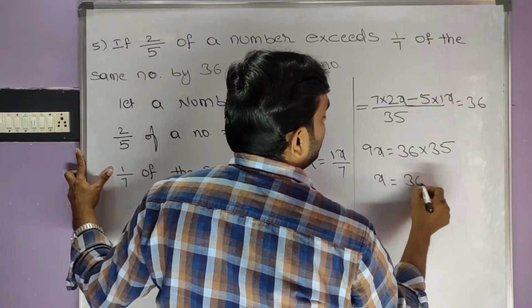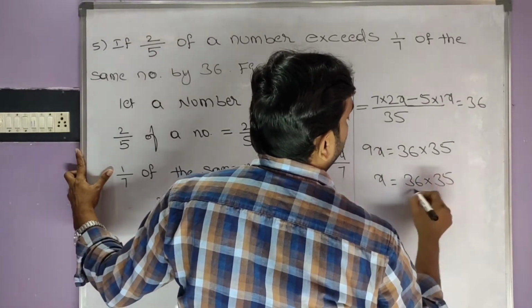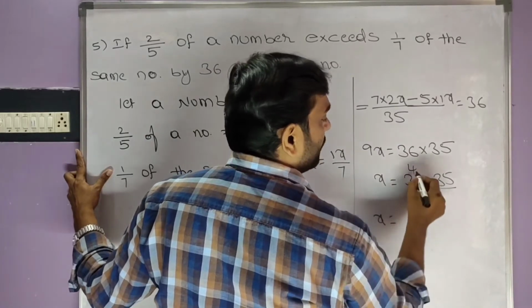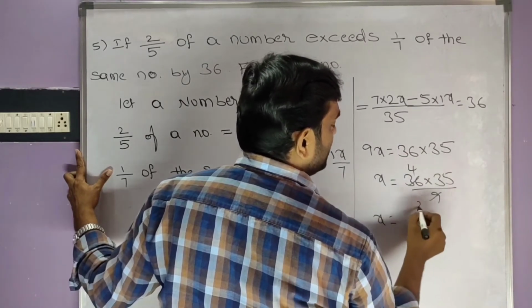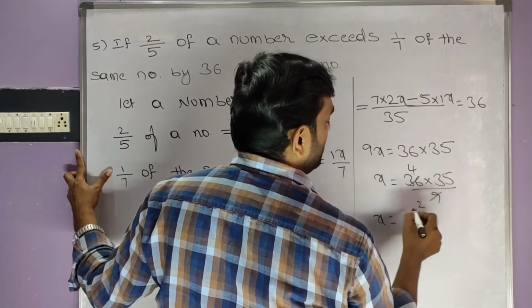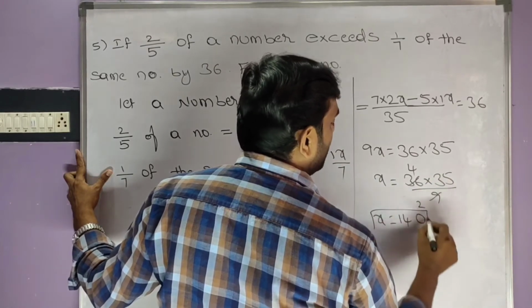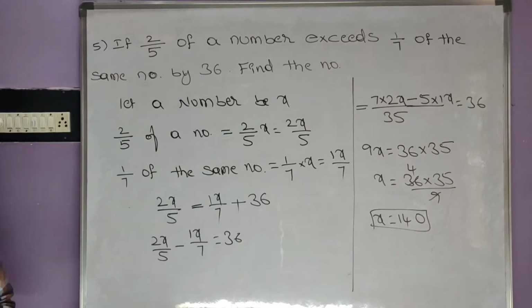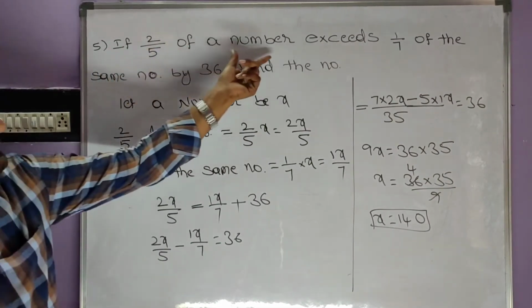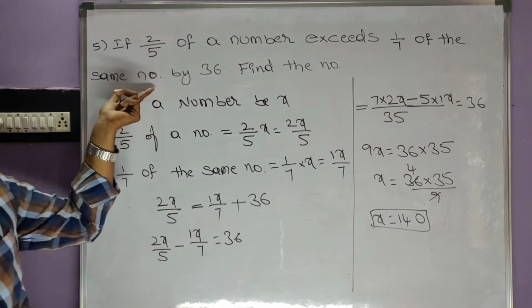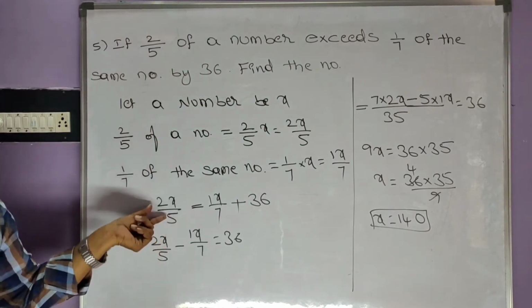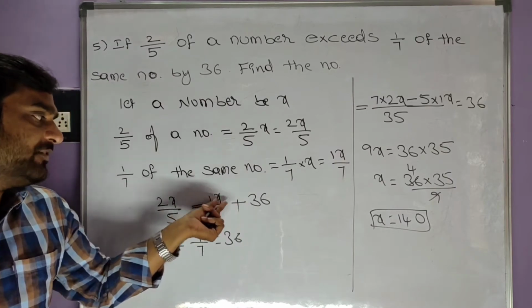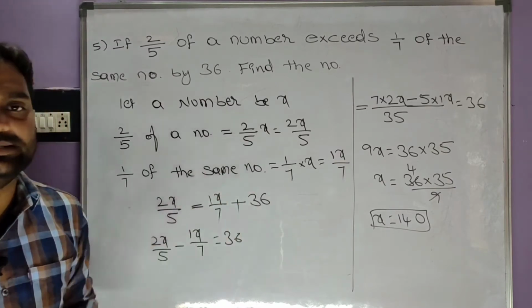x is equal to 36 into 35 by 9. 9 4s are 36. x is equal to 4 into 35. 4 5s are 20, 4 3s are 12 plus 2 is 14. We got that number is 140. Okay, 2 by 5 of a number exceeds 1 by 7 of the same number by 36.